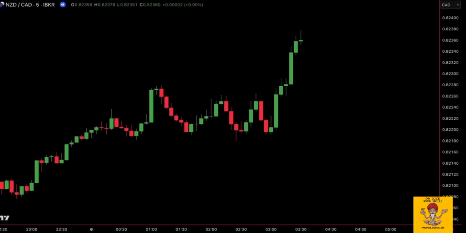Power dojis often show up at major turning points in the market. They usually appear after a strong trend, right when it seems like the market is pausing before its next move. But smart money doesn't pause. They use this moment to set a trap.